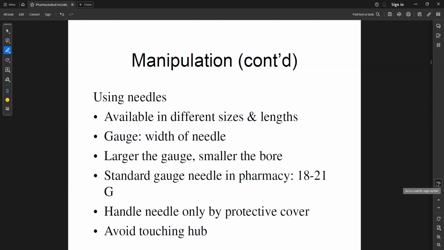So using needles, there are different sizes and lengths. As you know, they are called gauges. If you've operated in a hospital or a pharmacy setup, you'll know the different gauges. The standard gauge is 18 to 21, but they go all the way to like 27. So the smaller the number, the bigger the needle. The bigger the number, the smaller the needle. So handle the needle only by the protective cover, and don't remove the cover until you're ready to administer whatever drug you're giving.